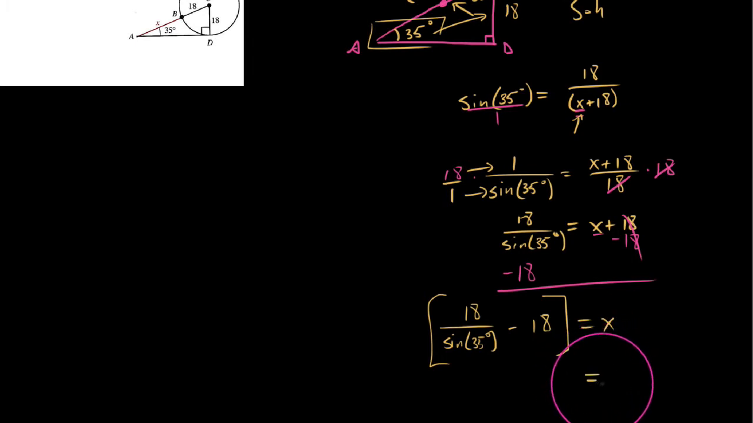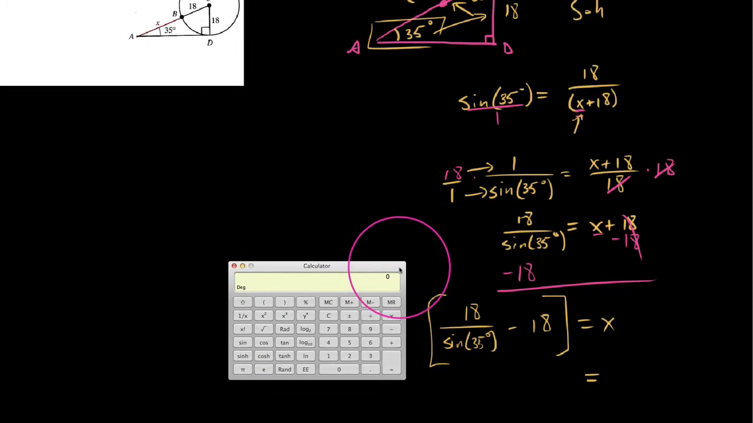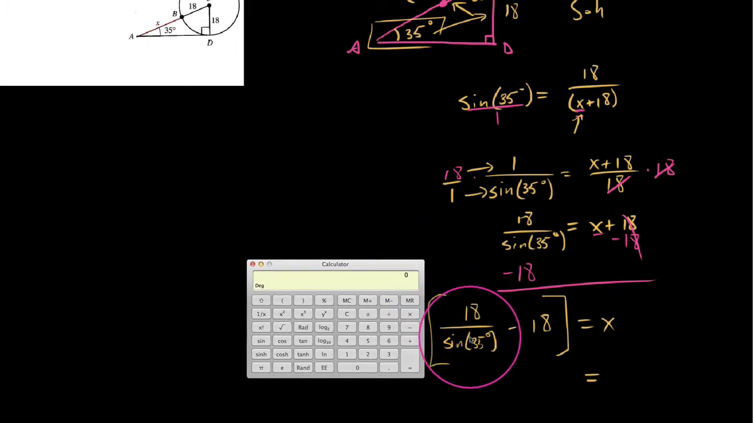So in order to find out x, we just get our calculator out. And it seems to me, order of operations, that we should likely take care of this 18 divided by sine 35 first. Now, the unfortunate thing is that on this calculator, I have to type in 35 and then hit sine. Make sure you're in degrees, by the way, and your calculator's not in radians. But I have the sine of 35 here. I need to take 18 divided by this.